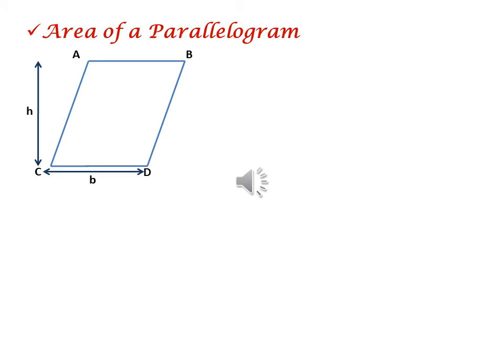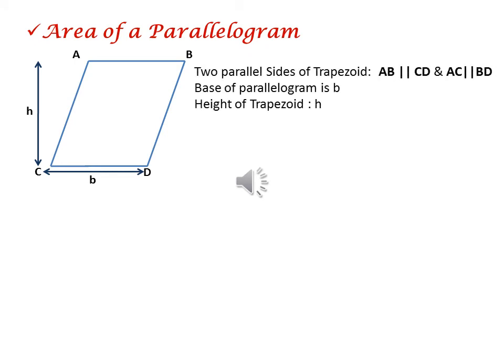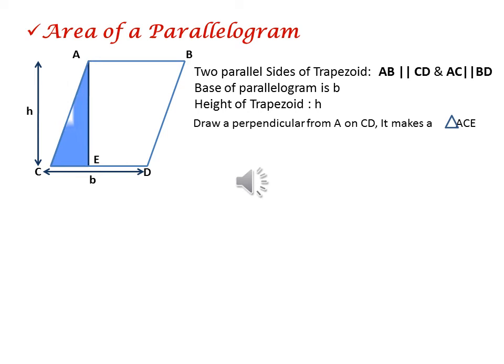So now we will see how to calculate the area of a parallelogram. Parallelogram basically contains two parallel sides, that is AB is parallel to CD and AC is parallel to BD. And base of this parallelogram is B and height is H. So let's draw a perpendicular from A on CD and it makes a triangle, that is ACE.